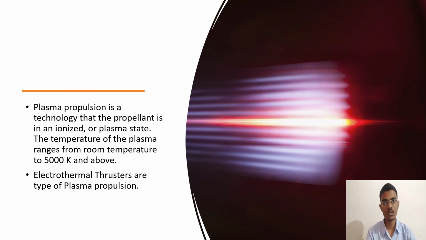Before moving to electrothermal propulsion, let us understand what plasma propulsion is. Basically, plasma propulsion is a propulsion technology in which the propellant, that is fuel, is ionized or brought into a plasma state. Here, the temperature of the propellant is increased to a point that it becomes ionized. Hence, it is known as plasma propulsion. The temperature of the propellant may be nearly 5000 Kelvin or more. So, electrothermal thrusters are a type of plasma propulsion system.